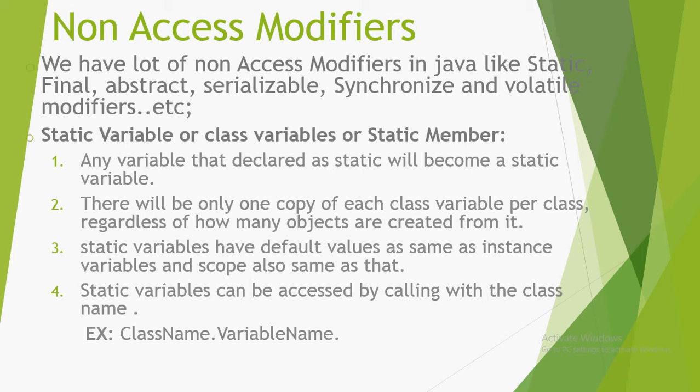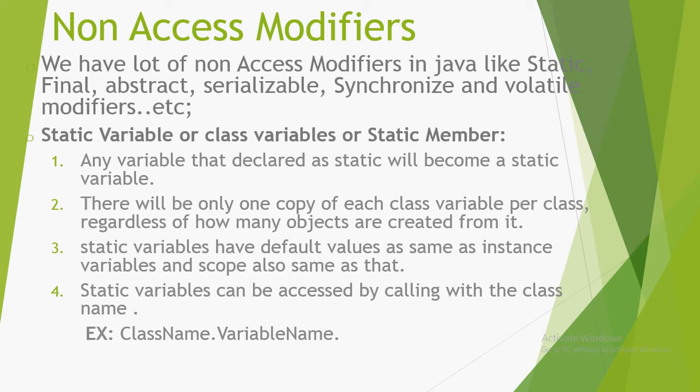We have a lot in static, like static variable, static method, static block, like this. Now we will discuss static variable. Static variable is also known as class variable or static member. Like how we declare access modifiers with a method, variable, or else class or constructor, like that only we have to declare these non-access modifiers with those variables or methods.